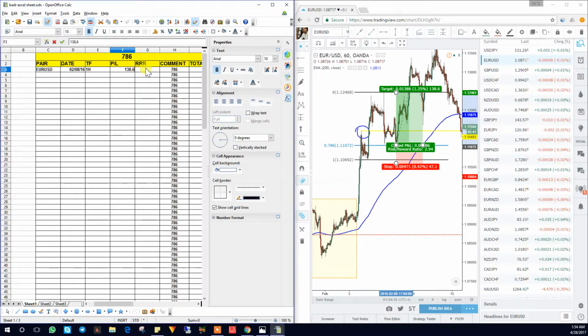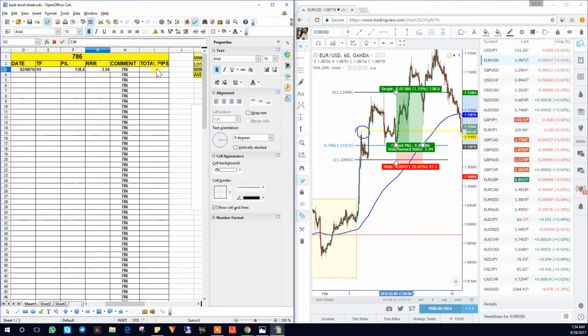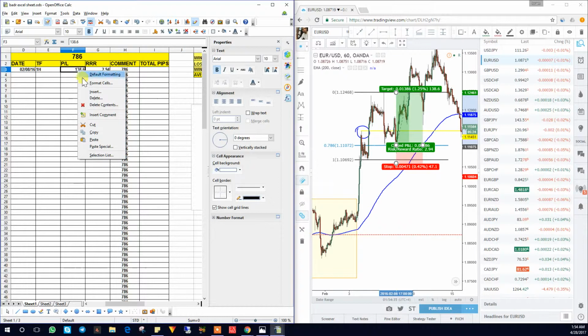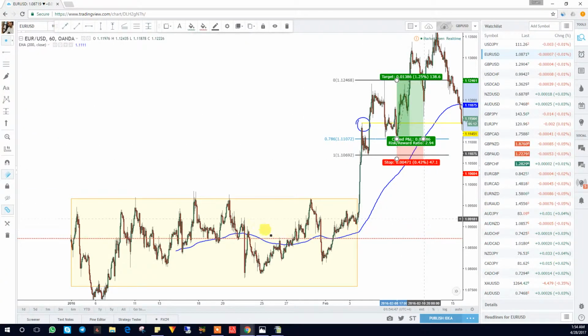138.6. All right. The risk reward ratio, you can see it here, 2.94, which is very nice. Almost 3 times. The comment is always 786, and the total pips is the same as this one, since we have only one trade. All right. I'm gonna keep moving and looking for other trades here.